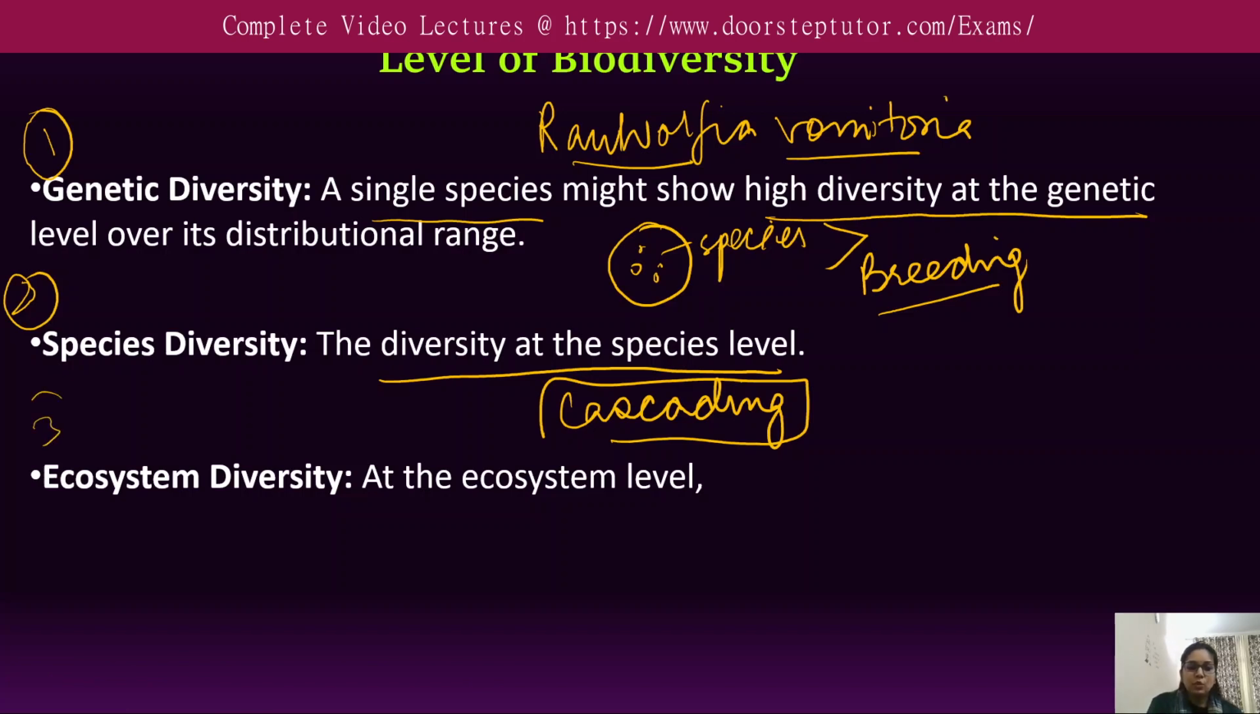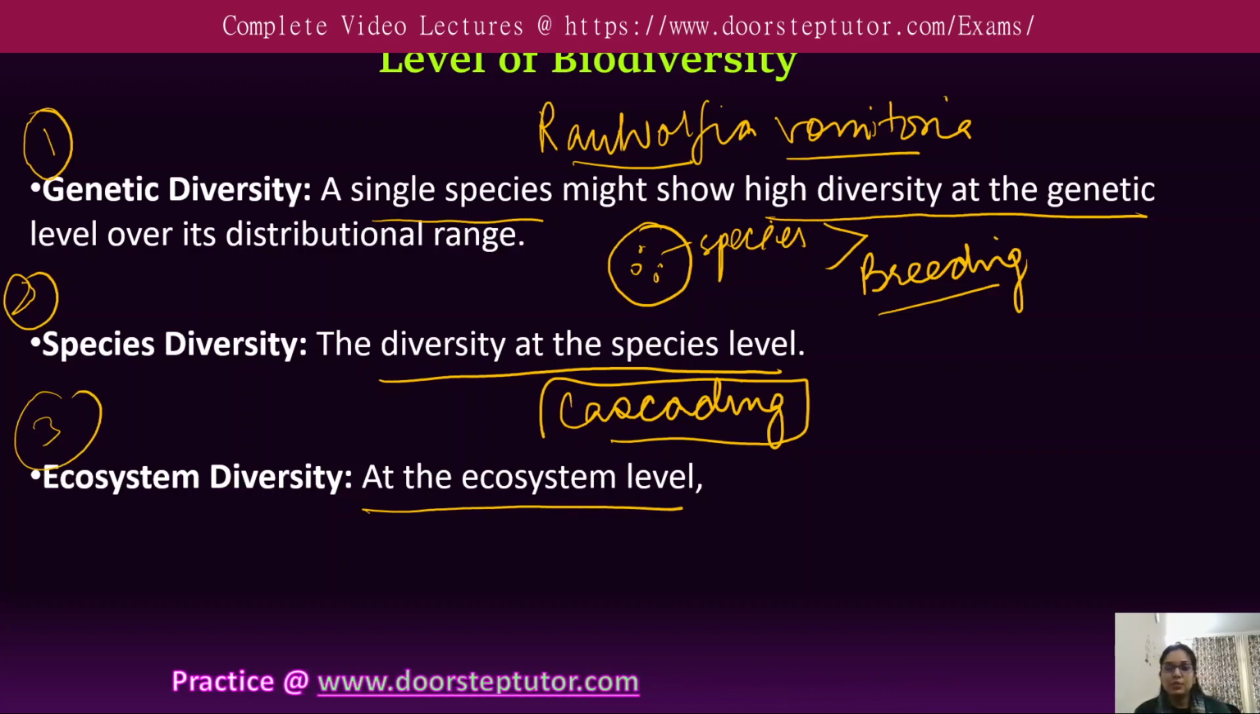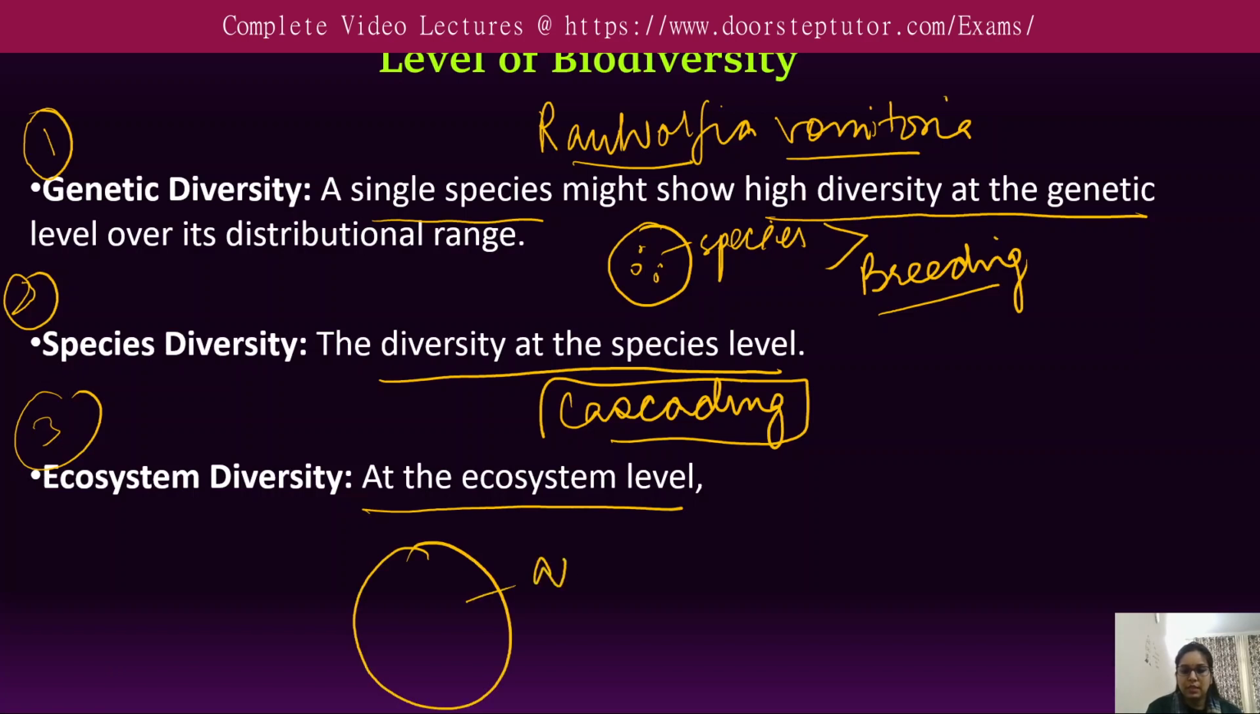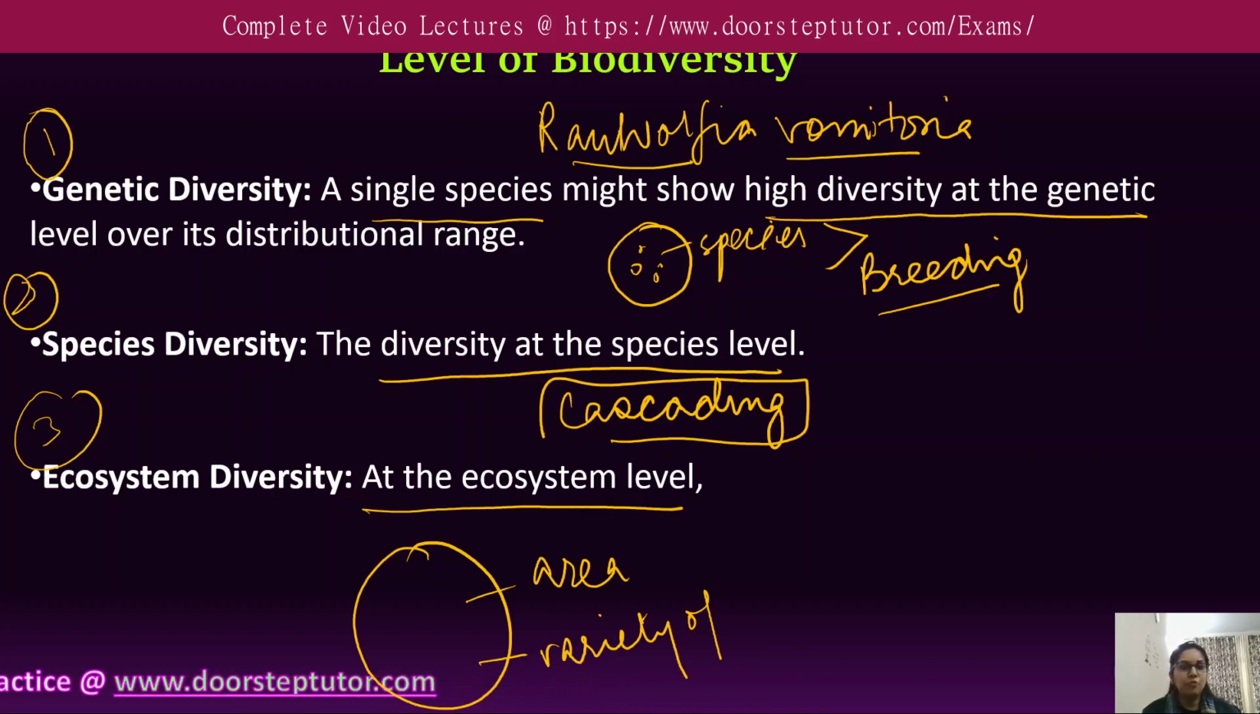The third one is ecosystem diversity, meaning the diversity of ecosystems, or the variety of ecosystems in a given area on Earth. Suppose this is a particular area or habitat, the variety of ecosystems may be present in that area. There may be a marine ecosystem, a forest ecosystem, different animals, different forests, and the flora and fauna are all very different. So this ecosystem diversity also plays a very important role.